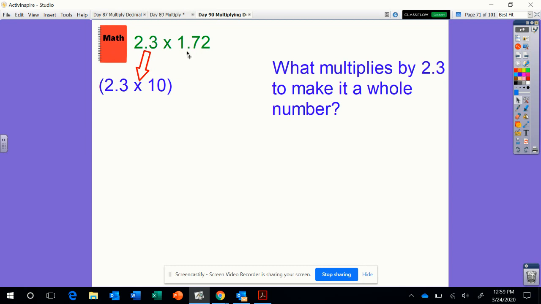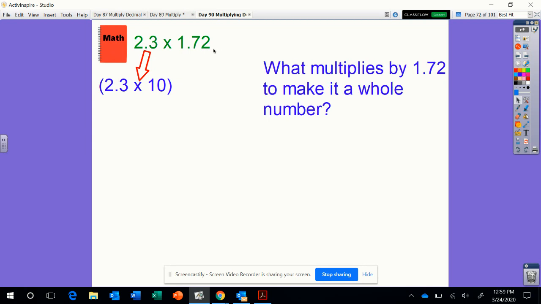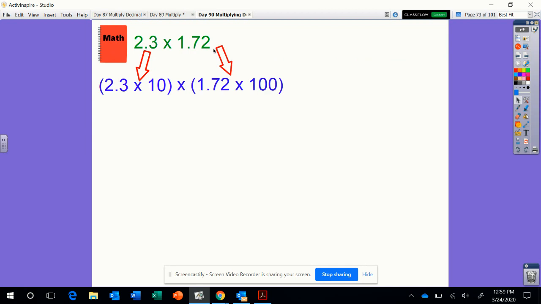Now here, this is different. We're not going to multiply by 10 because we have to move it 2 times to the right. So that would be multiplying it by 100. So when we multiply this by 10, we end up with 23. When we multiply our 1.72 by 100, we end up with 172. Let's do some side work multiplication. So put that in your notes.